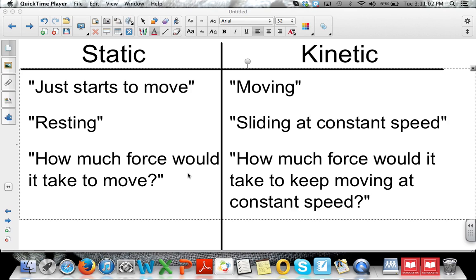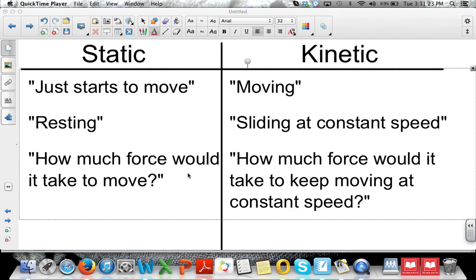And over to kinetic friction, if it says the box is moving, that's kinetic. If it says it's sliding at a constant speed, sliding means moving, so it's kinetic. If it asks how much force it would take to keep moving at a constant speed, that implies that it is already moving, so you're using kinetic friction.